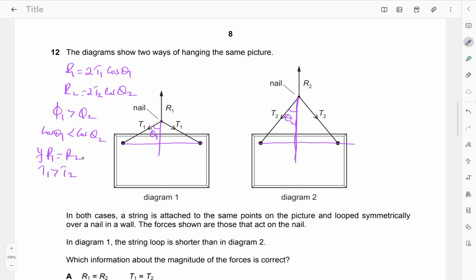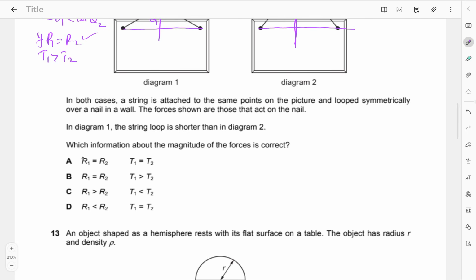If R1 is equal to R2, and yet cos theta 1 is less than cos theta 2, the only way R1 can be equal to R2 is when T1 is greater than T2 to compensate for the smaller cos theta 1. So if I see that R1 is equal to R2, then it is only because T1 is greater than T2. Let's check. It is not possible for R1 to be equal to R2 when T1 and T2 are equal, yet the string has a different length. So that is out.